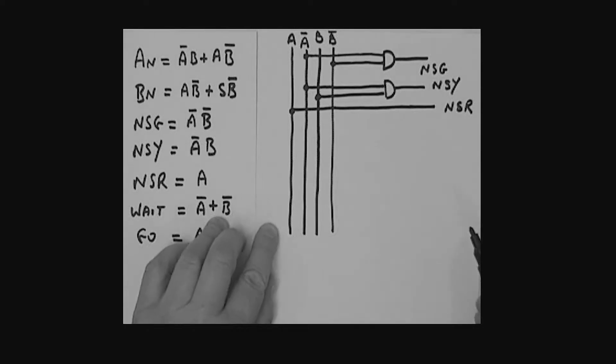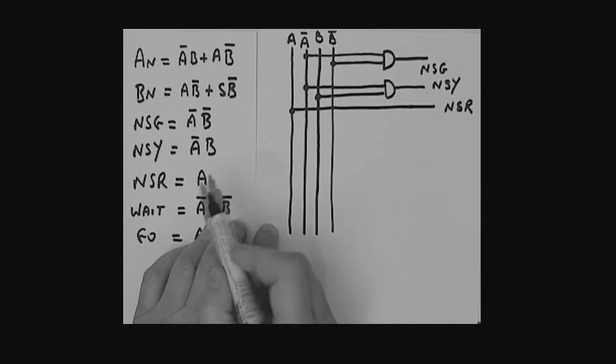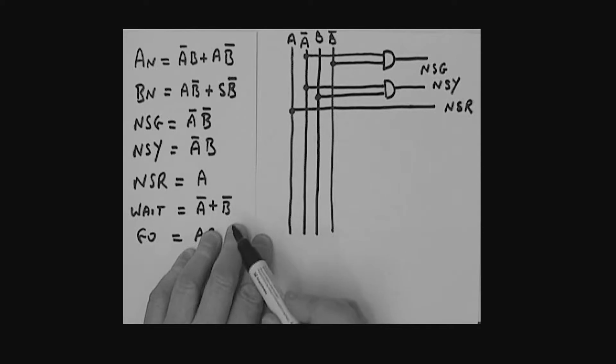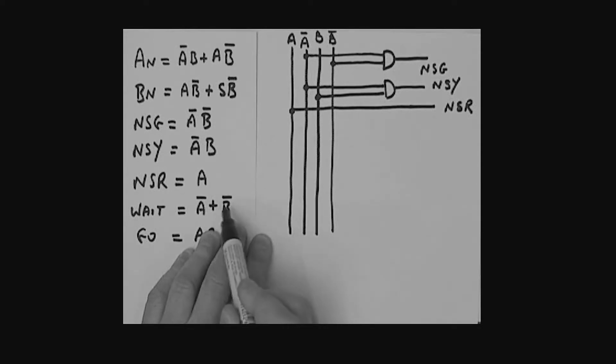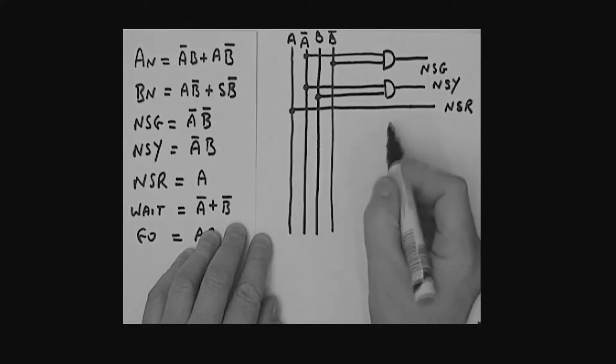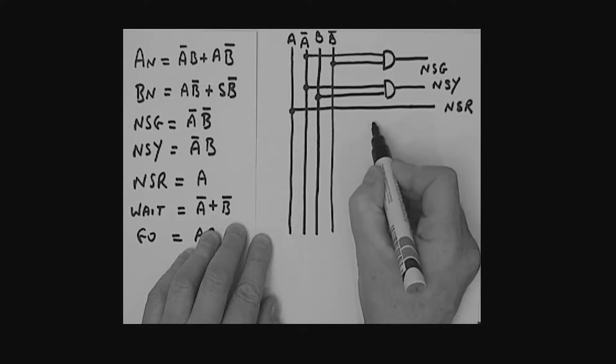Okay. All right, what else do we have? Well, we have wait and we have go. So wait is what? Wait is basically the OR of A bar and B bar. So it's the OR of those. Okay, so we'll just do that, the OR.